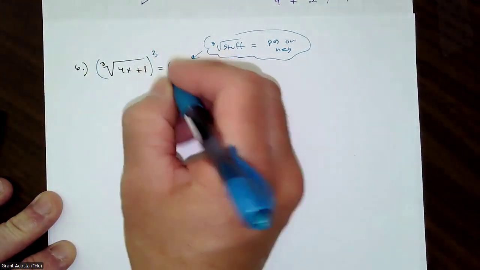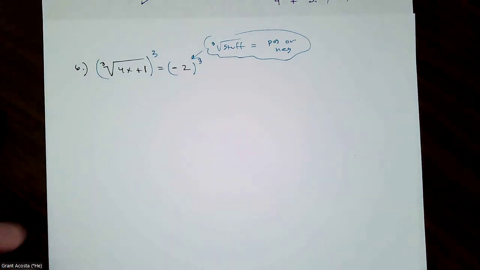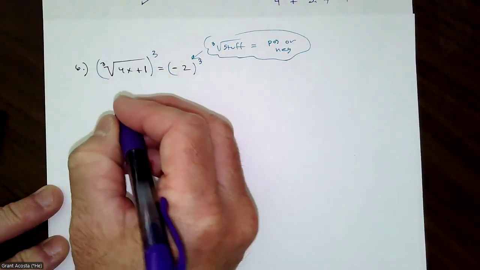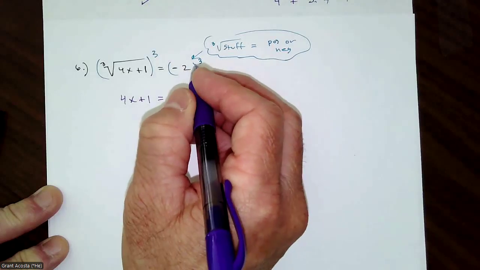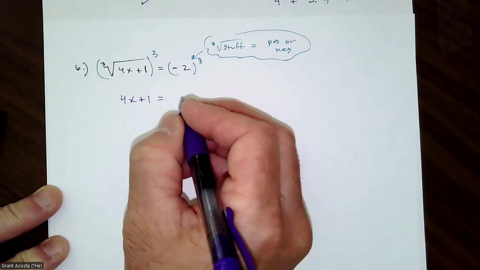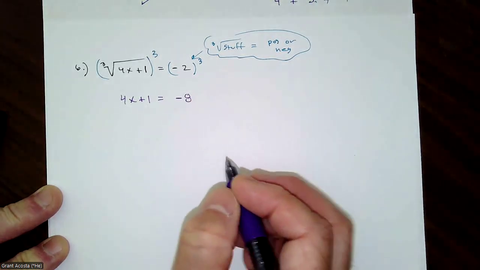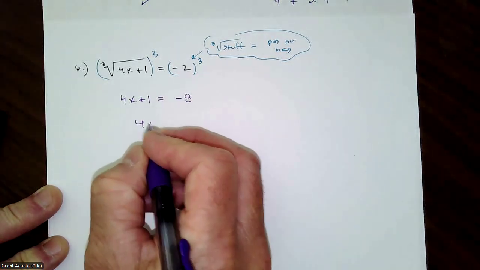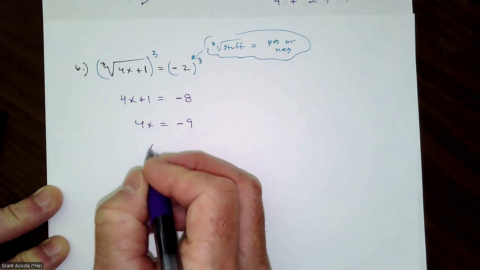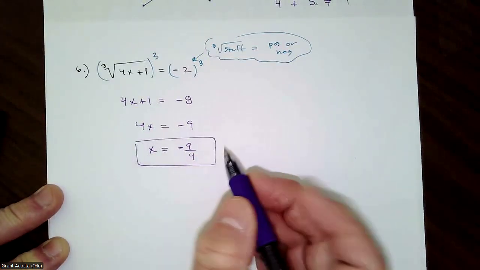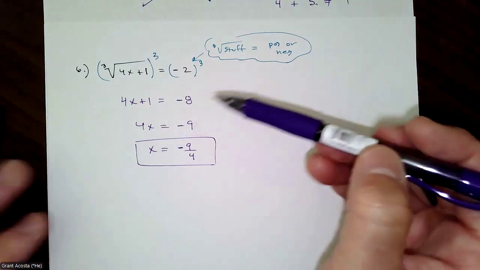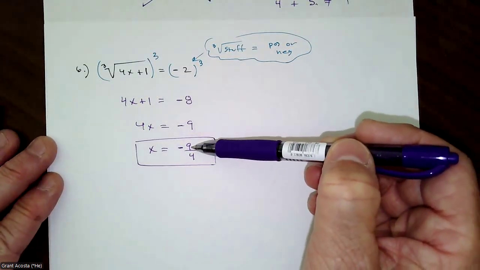So I'm going to cube both sides. The cube root of stuff cubed is just what's inside. -2 cubed is -2 times -2 times -2, which is -8. Subtract the 1, and I get an answer of -9/4, which, to be consistent, you should check.